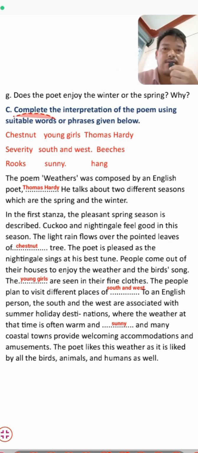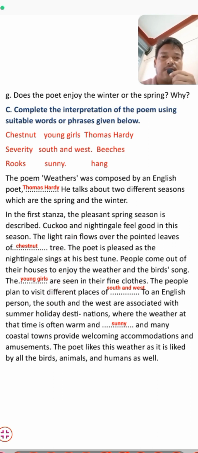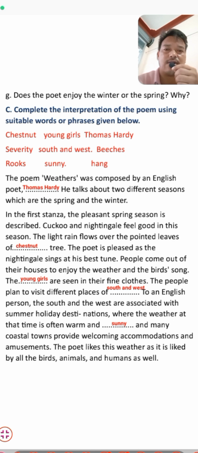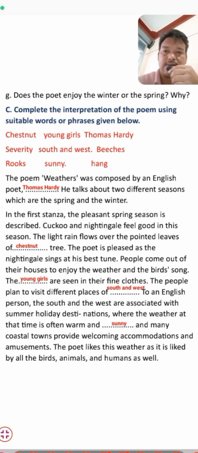The next exercise is C number. It's a complete interpretation of the poem using suitable words or phrases given below. Students, this is the summary, you can say, of the poem, and here we have some fill-in-the-blanks. There are some blanks, and you have to fill in these phrases and words given here. So here we start, students. Here we have some phrases and words: chestnuts, young girls, Thomas Hardy, severity, south and west, beaches, rocks, sunny, and hang.